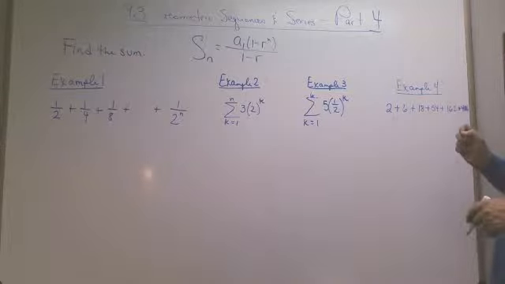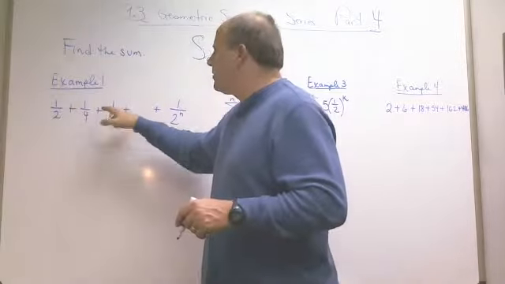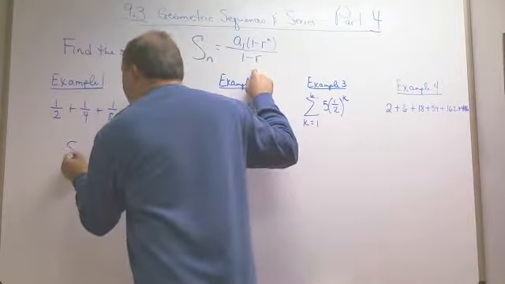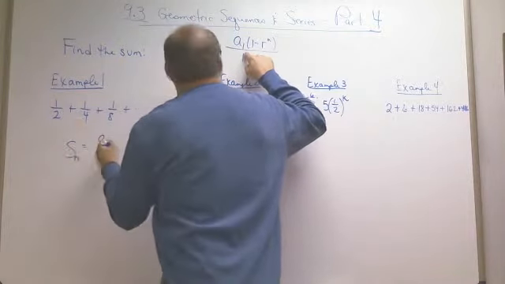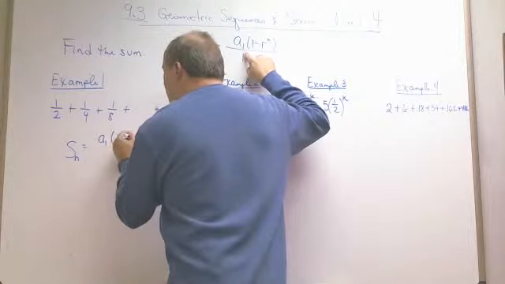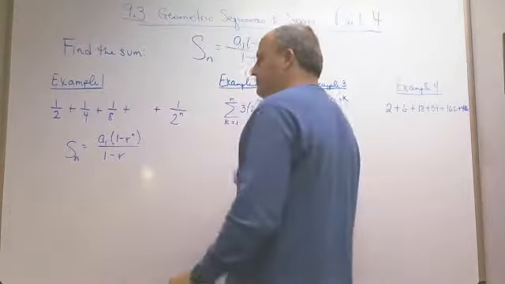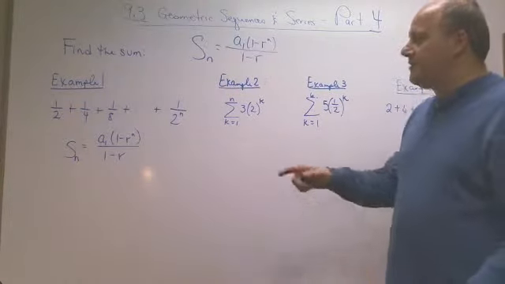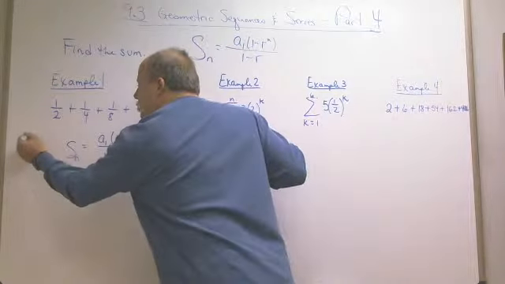So let's go back to example 1. It's 1/2 plus 1/4 plus 1/8 plus dot, dot, dot. Let me write the formula down. S of n equals a sub 1, and I know that number is 1/2, times 1 minus r to the n over 1 minus r. So the question is, what's the first term, which obviously is 1/2.